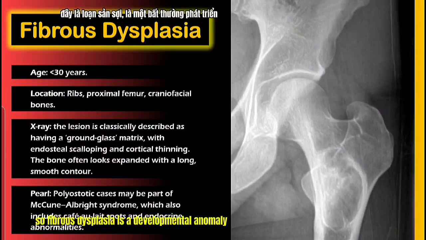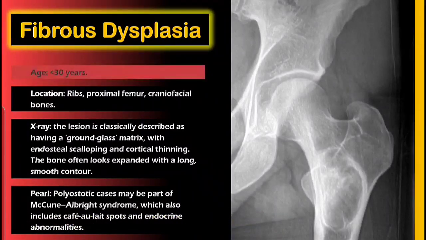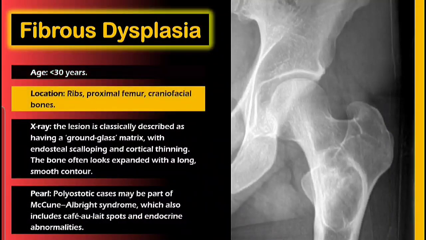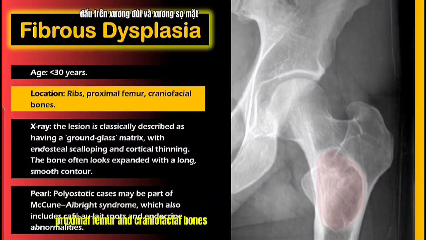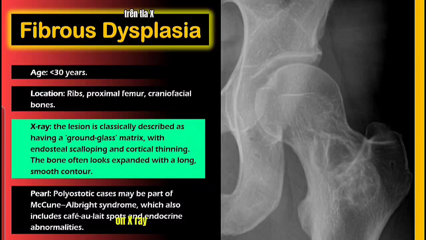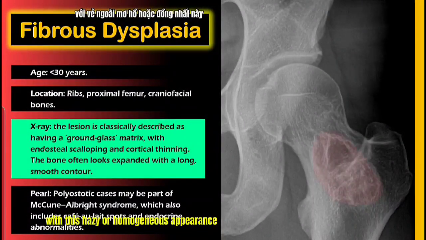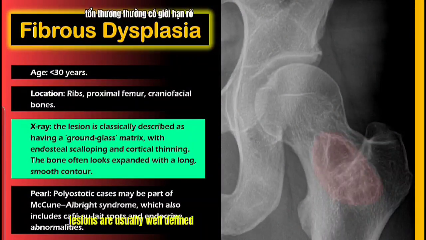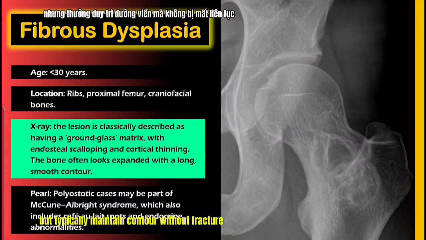So fibrous dysplasia is a developmental anomaly where normal bone is replaced with fibrous tissue. These lesions are typically found well before the age of 30. It can affect a single bone or multiple bones, but it prefers the ribs, proximal femur, and craniofacial bones. On X-ray, the classic description is a ground glass matrix with this hazy or homogeneous appearance. Lesions are usually well defined with a narrow zone of transition. Bones can become expanded with cortical thinning, but typically maintain contour without fracture.